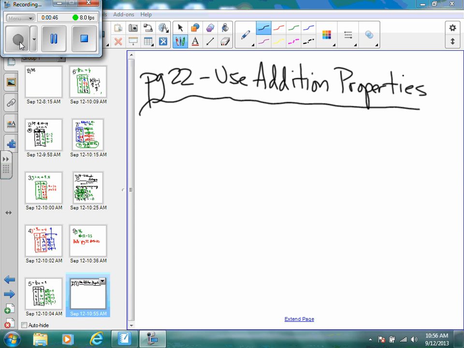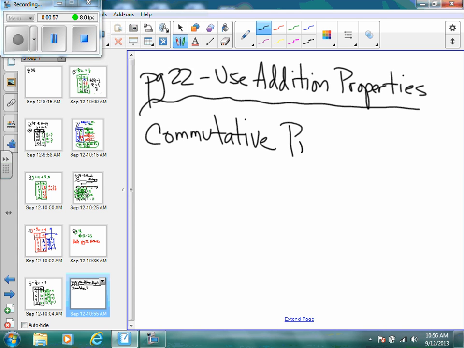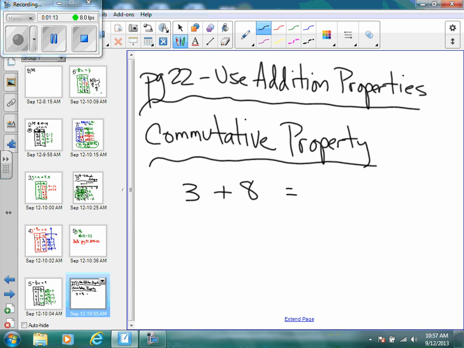And the first property that we're going to look at is called the commutative property. And the commutative property of addition simply states that 3 plus 8 is equal to 8 plus 3. Now that's an example of the commutative property.